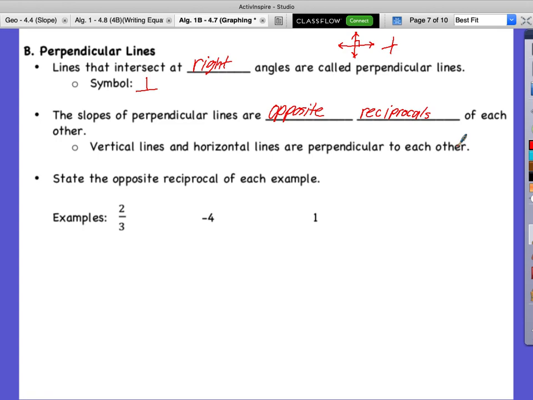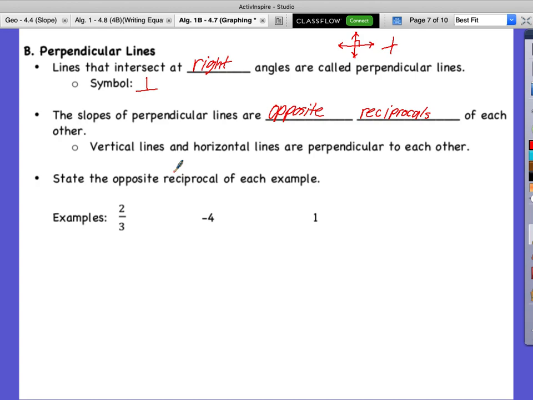Now, vertical lines and horizontal lines are always going to be perpendicular to each other, okay? Look up here, guys. Vertical line, horizontal line. Those are perpendicular. So vertical lines and horizontal lines are perpendicular to each other.